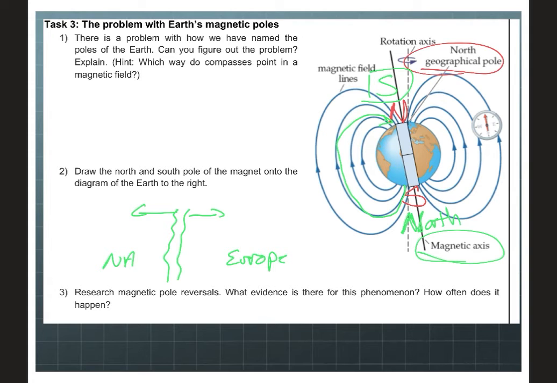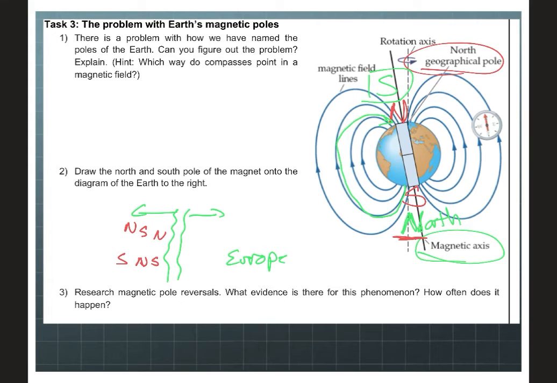But one of the interesting things is that if you take samples of the alignments in the floor, you actually see that these poles are flipping. I can take a sample of the sea floor and test its domain, which is how those magnetic lines are aligned. And we actually see this pattern, we see it flip. Currently, our magnetic north is on the bottom, and our magnetic south is at the top.